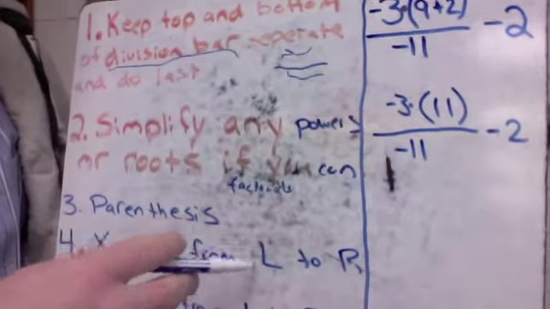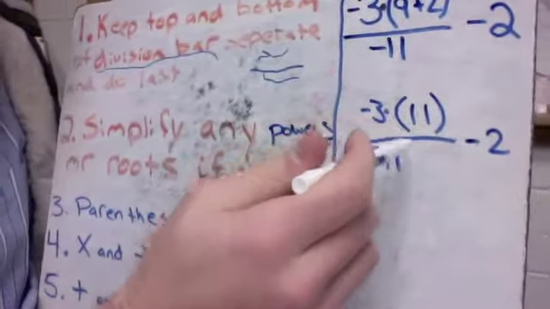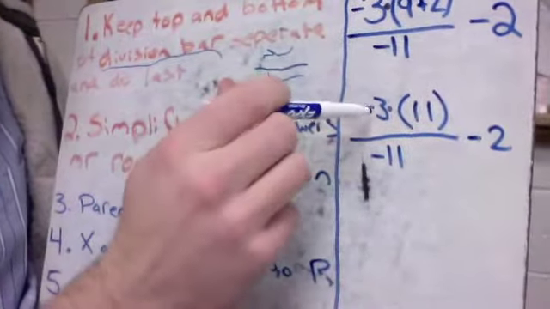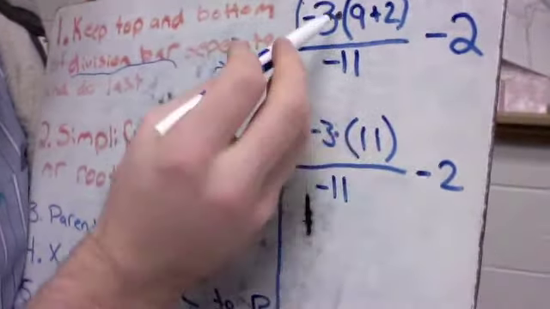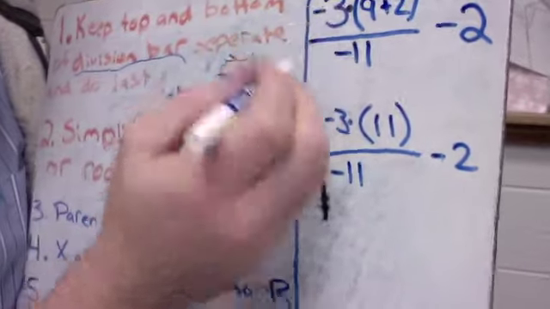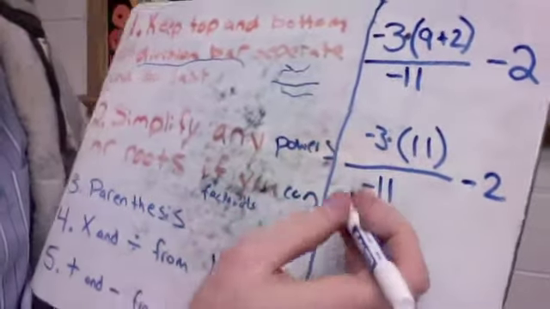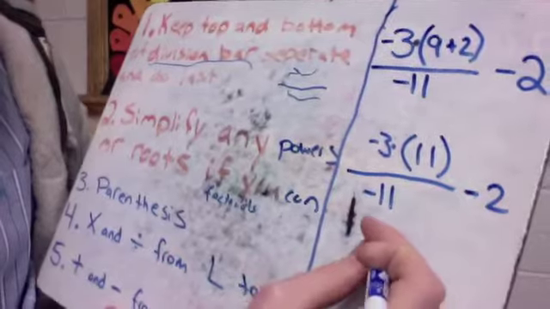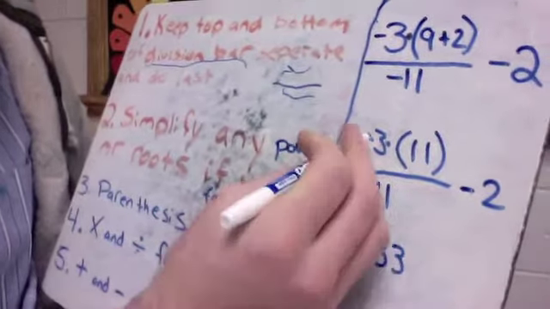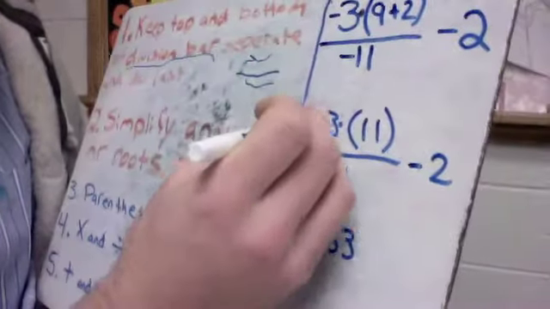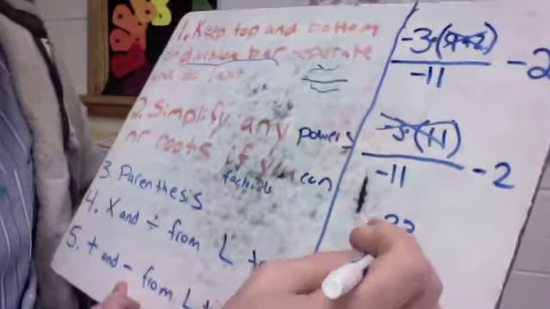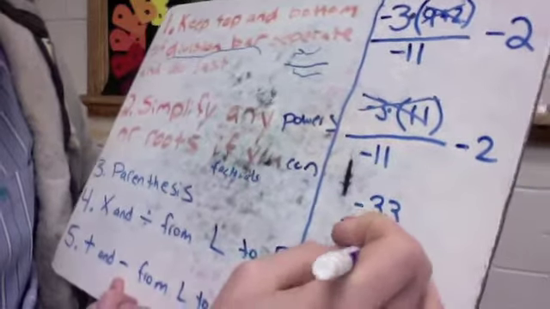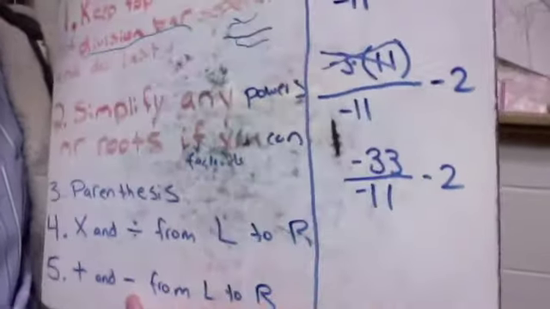Multiply and divide from left to right. Remember, we already said we're going to worry about this division bar last. So we have to do the -3 times 11. Remember, we stuck that little times symbol in right there. If it's a number right outside a parenthesis, it's multiplication. -3 times 11 is -33. So now we have -33. We used those numbers, and I could have crossed it off here too, which would be a good thing. Put that division bar back, -11, and then put our -2 here.